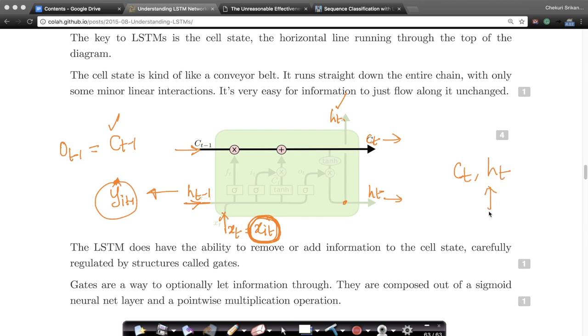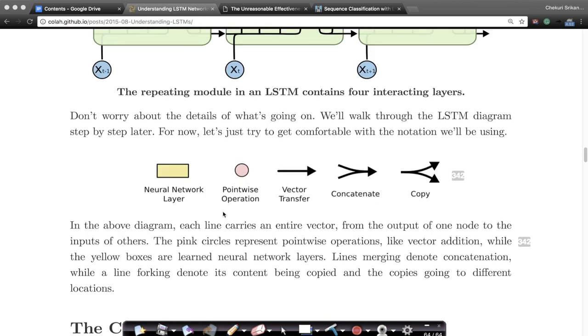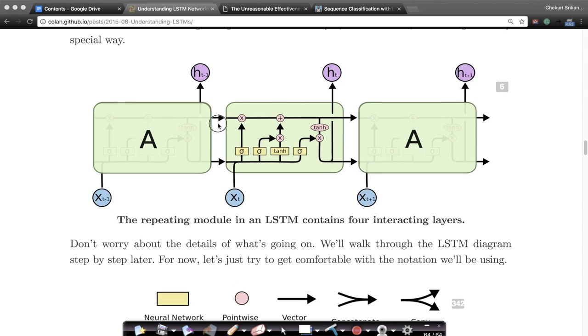And what is HT here? HT is nothing but YIT. What is CT? It's nothing but OT. Right? So look at it. Even though in this diagram you see 3 inputs and 3 outputs, this is an input, this is an input, this is an input. This is an output, this is an output, this is an output. But this output and this output are the same. It's the same output going up without doing anything, like a hop.